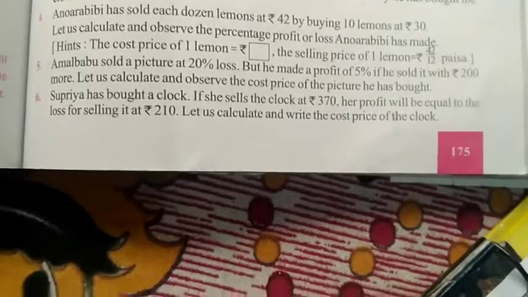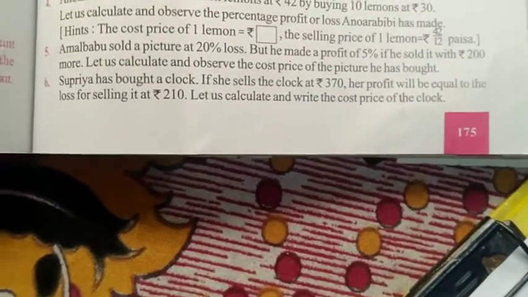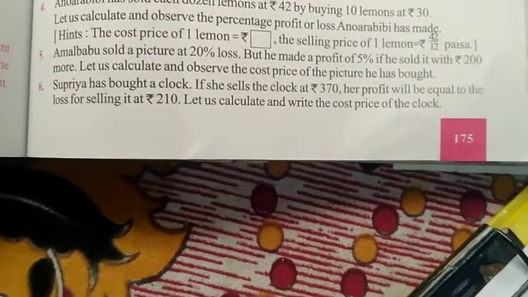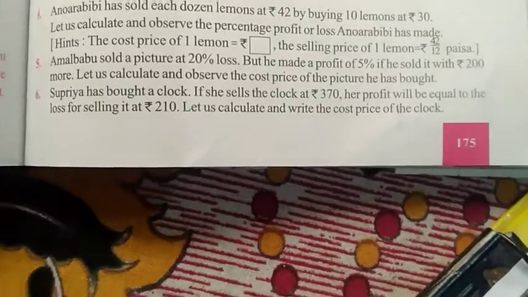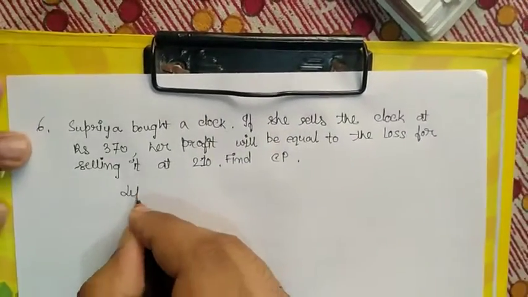This is sum number 6. Supriya has bought a clock. If she sells the clock at rupees 370, her profit will be equal to the loss for selling it at rupees 210. Let us calculate and write the cost price of the clock. Now, first, let the CP be X.